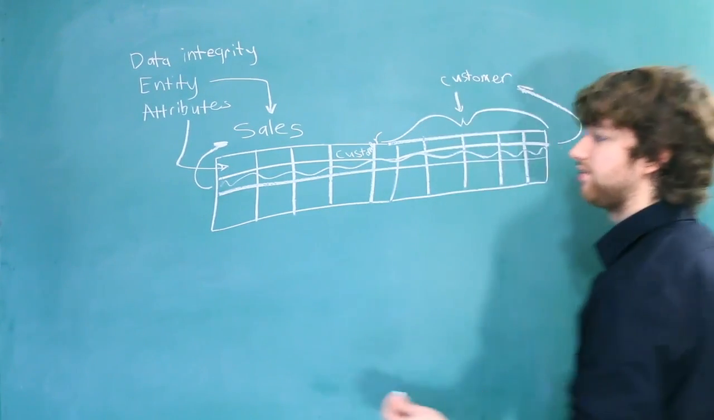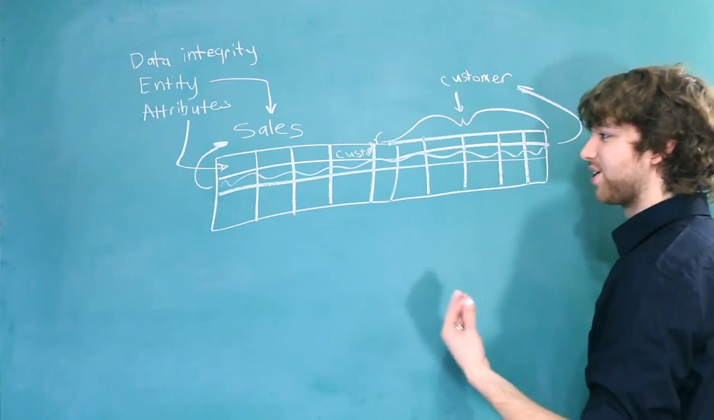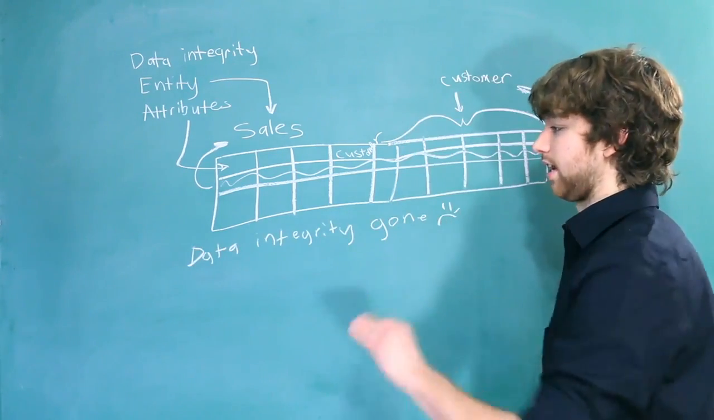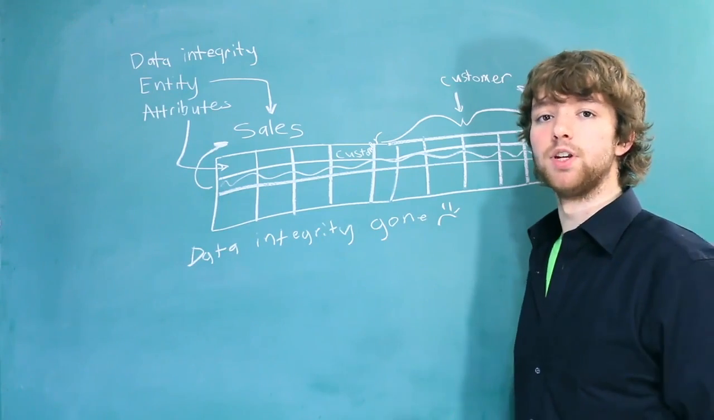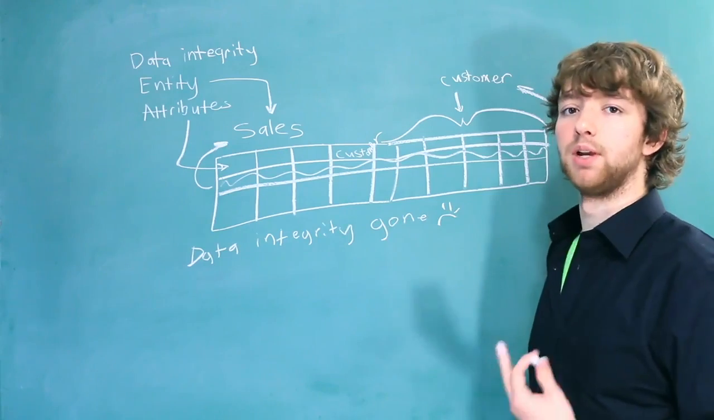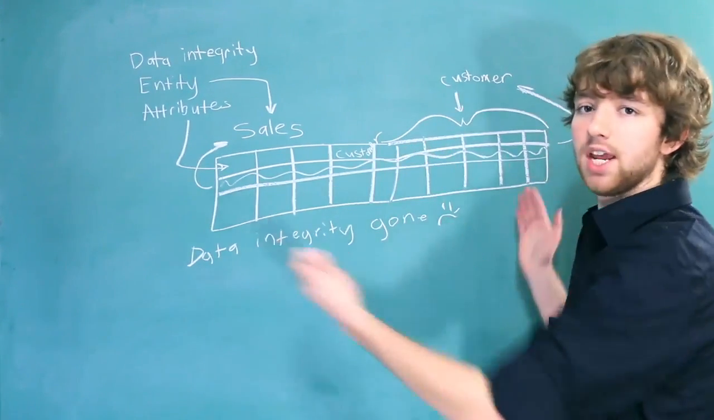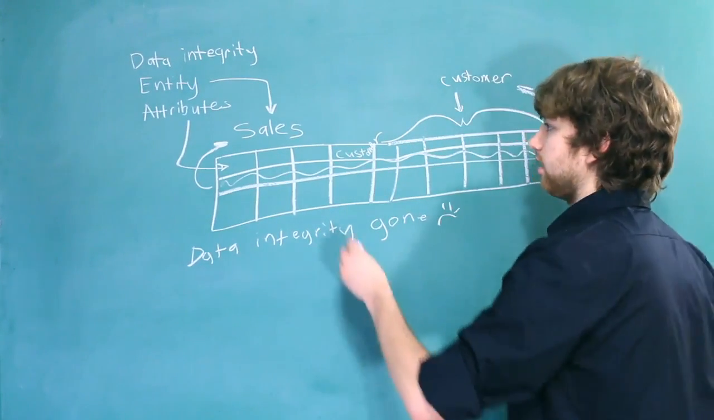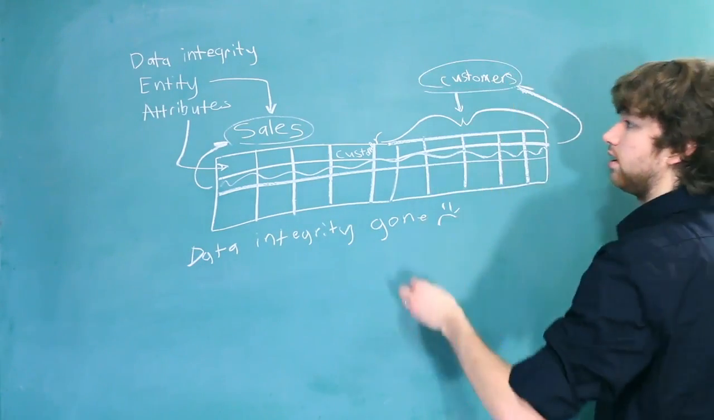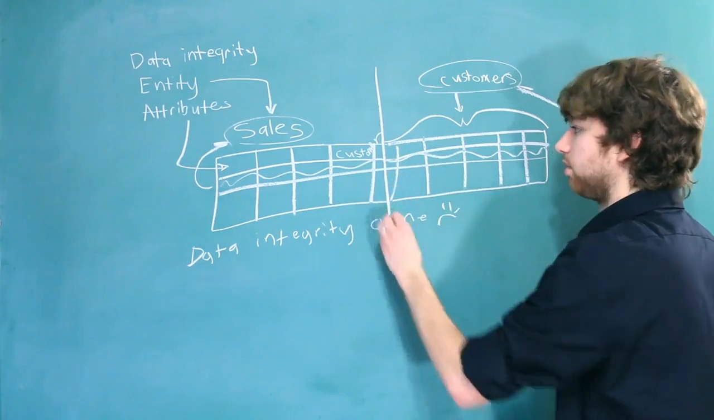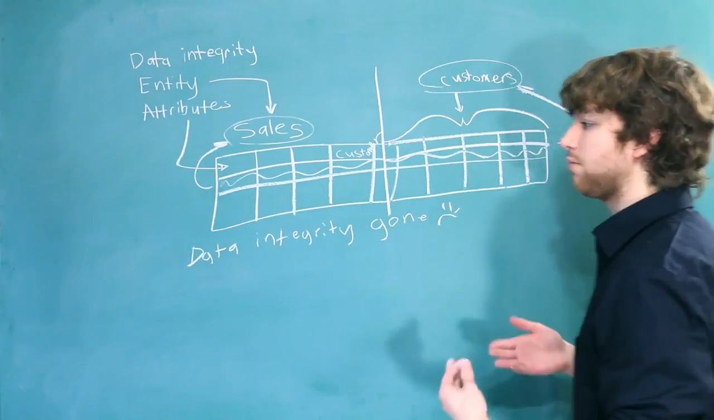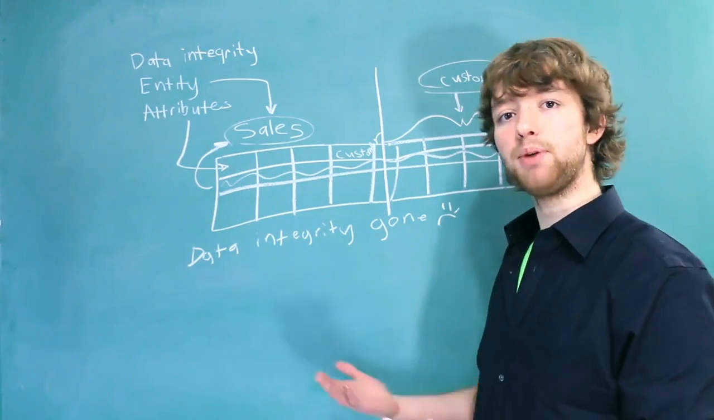This is going to sacrifice our data integrity. Now we are going to discuss data integrity in depth in future videos, but just to start off, one way you could really improve the way your database is structured is to separate tables by entities. Sales are an entity, customers are an entity. So why not split this table, have two separate tables, one for sales and one for customers. That will bring our data integrity back.